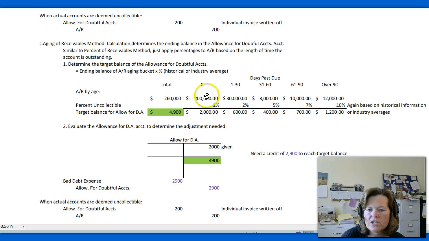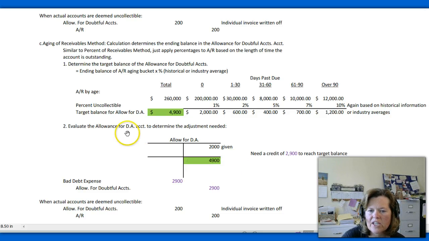So all we do, we just calculate, we take the AR times the percent for this bucket, in this case 2,000, 600, 400, 700, 1,200. Sum all those up gets us to $4,900. That's our target balance for the allowance for doubtful accounts. Again, it's just a little more detailed calculation. We're being a little more precise because not all of our accounts receivable have the same uncollectible percentage. Okay, so sum of all these gets us to 4,900. Again, that's our target balance.